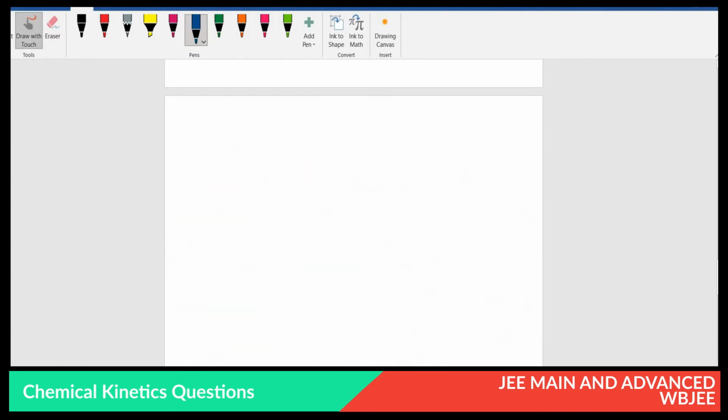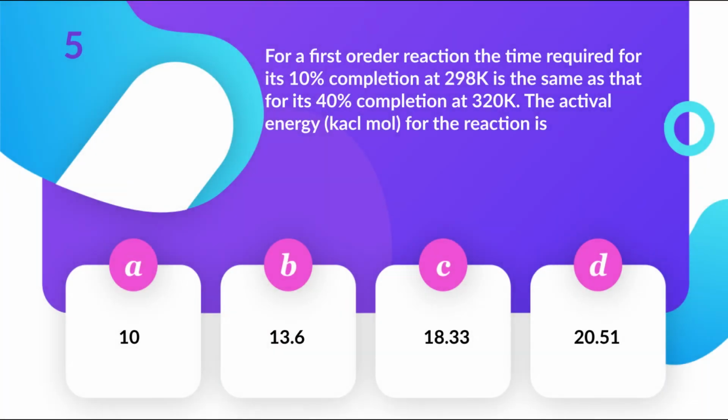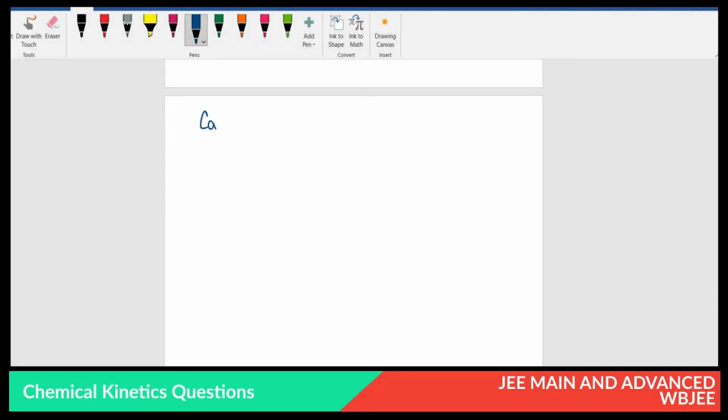Question number 5 says, for a first order reaction, the time required for its 10% completion at 298 Kelvin is the same as that for its 40% completion at 320 Kelvin. The activation energy for the reaction is. Alright, so we'll do it in two cases, case 1 and case 2, for simplicity's sake. What is asked?